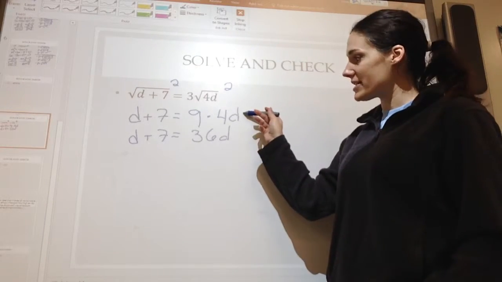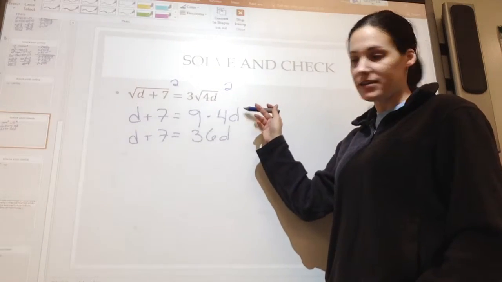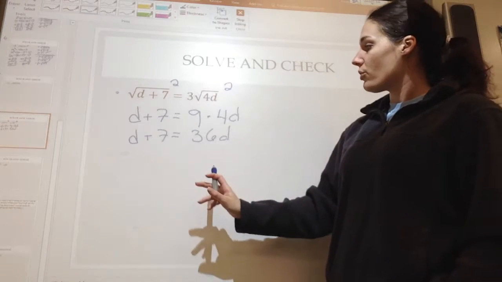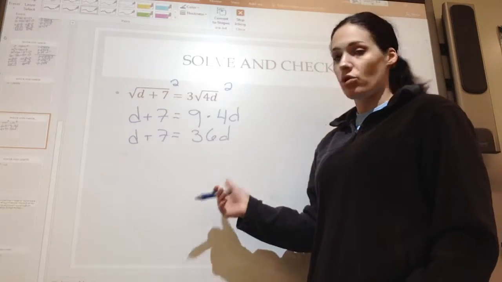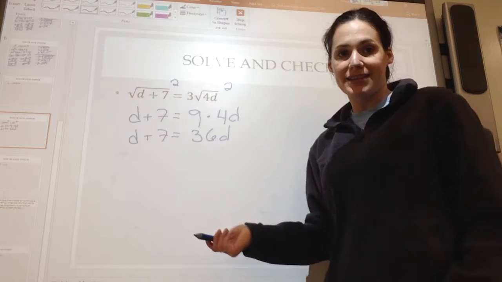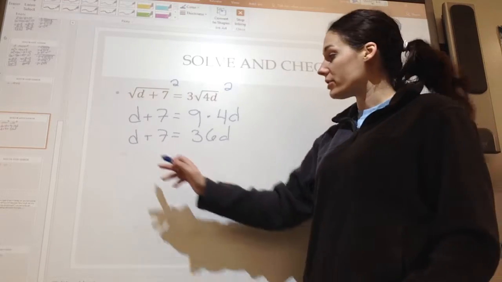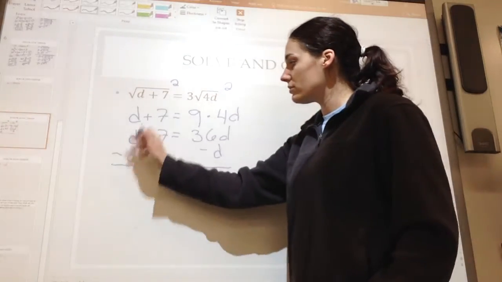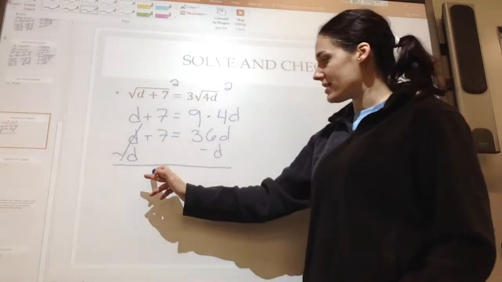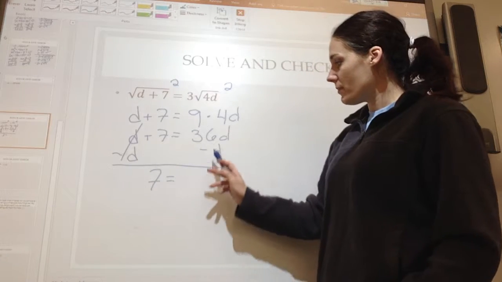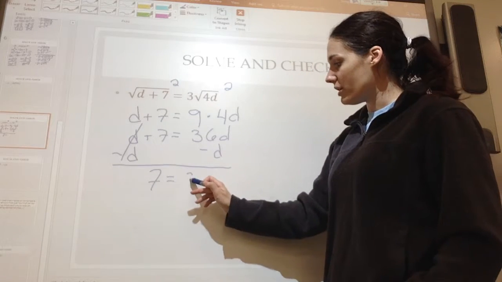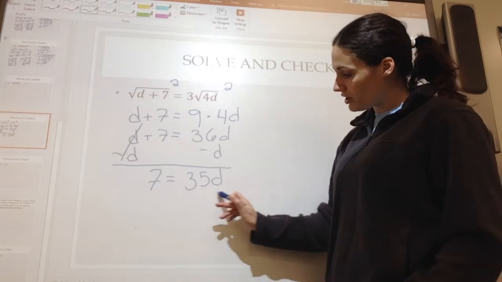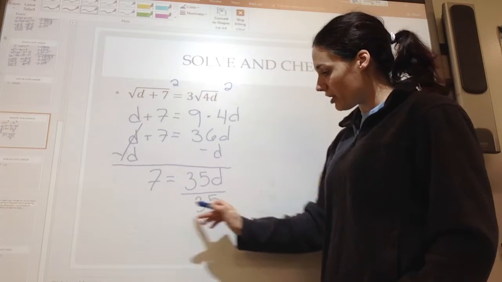And don't skip this step and think you're real smart. Write this step, make sure you get the right result, the simplified result. This time we don't have a squared variable, we don't have a quadratic, this is linear, so it should be a lot easier to solve. I'm going to get the variables onto the same side. I'm going to subtract d from both sides, that leaves me with 7 equals 36 minus 1 would be 35d. And to solve for d, we're going to have to divide by 35 on both sides.